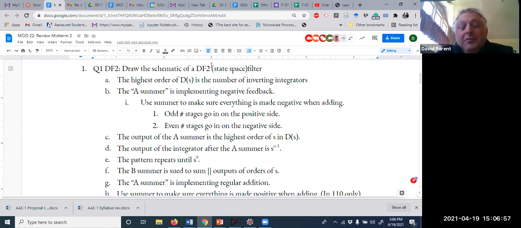So if you have an odd number of inverting stages, right, it's already inverting. So you bring it in on the positive side. And if you have an even number of stages, right, you need to invert it. So you bring it in on the negative side, right? And then as you go down the schematic, yeah, the output of the A summer is the highest order of S in the transfer function. And then the next integrator is one less order. And that happens all the way until you have S to the 0 power, right?